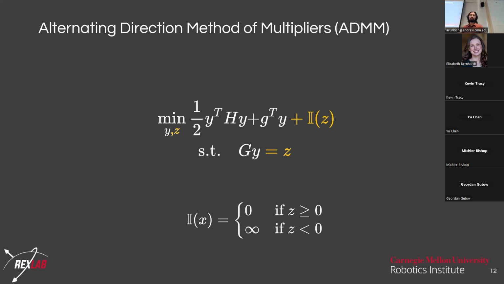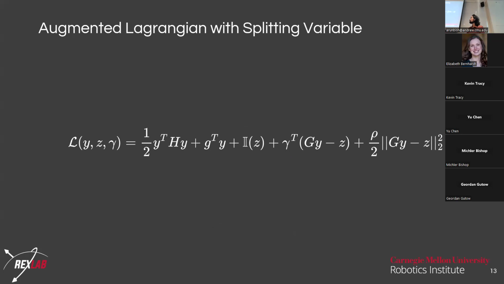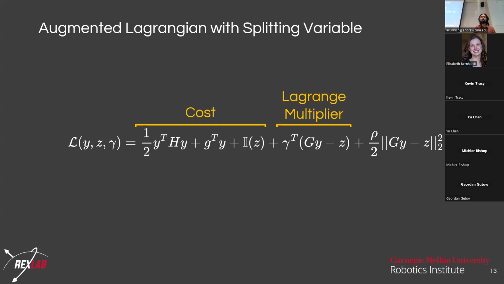So to see that, we can look at the augmented Lagrangian for this problem. So the augmented Lagrangian has three terms. It has the cost term from before. It has this Lagrange multiplier term, which prevents you from violating certain constraints, and where gamma here is a Lagrange multiplier. And then we have a penalty term that is trying to keep GY and Z close to each other. And at convergence, you want that term to go to 0, get very close to 0.